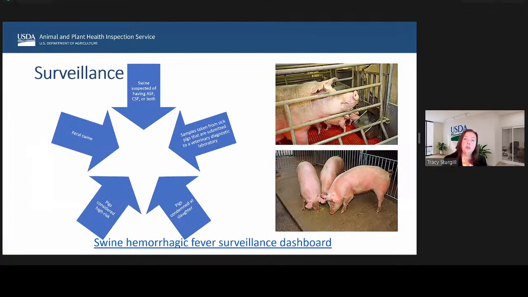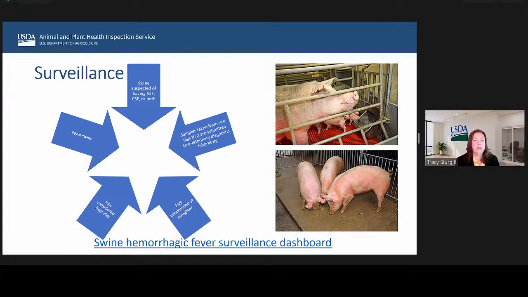So APHIS has also ramped up surveillance for all of the swine hemorrhagic diseases, both African swine fever and classical swine fever, in all the states and territories, as I previously mentioned. And this occurs in any pigs that are displaying signs that are compatible with either of those two diseases. And these will require a foreign animal disease investigation. Samples are also taken from sick pigs that are submitted to veterinary diagnostic laboratories for testing, and those are also tested for African swine fever and classical swine fever.